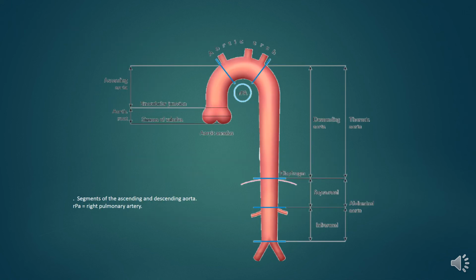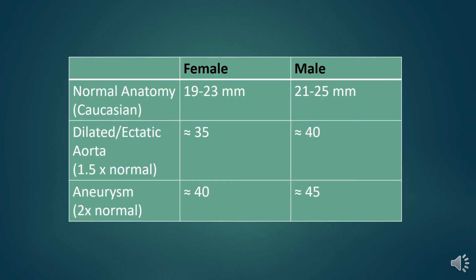And this is a diagrammatic representation of the aorta. And these are the normal anatomical size variations in the aorta.